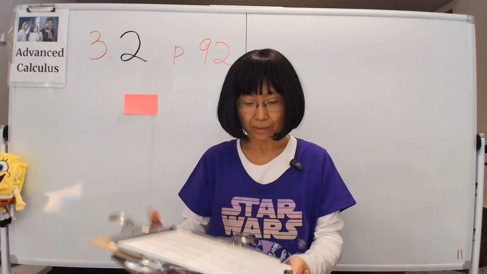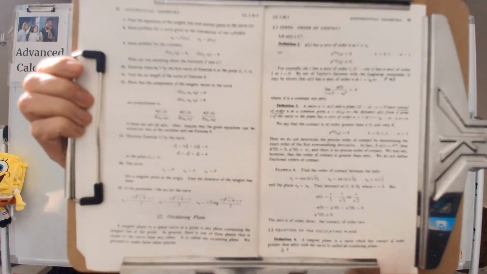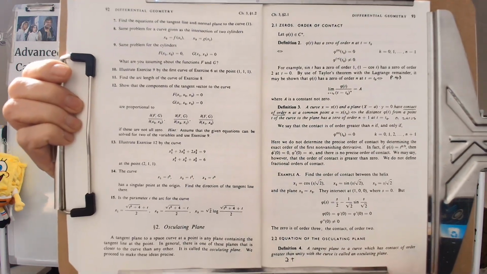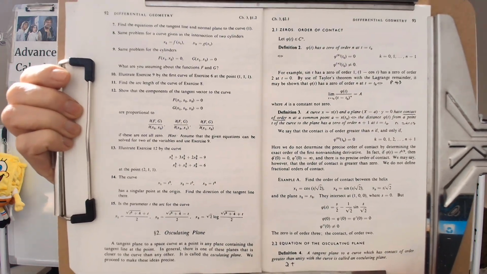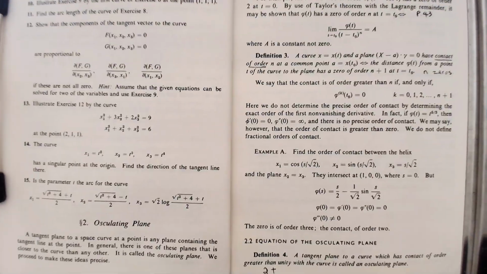Okay, now today we're going to do section 3.2. So first, let's look at the text. Scan the book. Let's see, hold it a little closer. Actually, I think we already did this part, but I'm going to do this anyway.